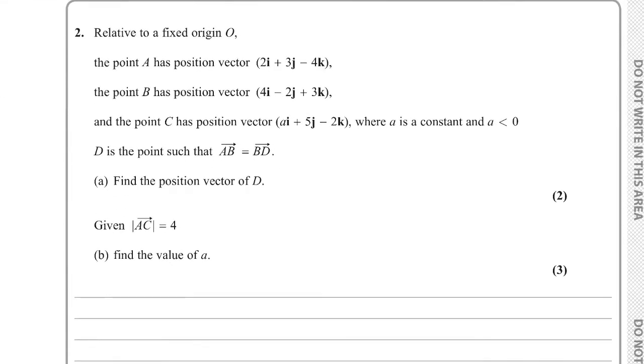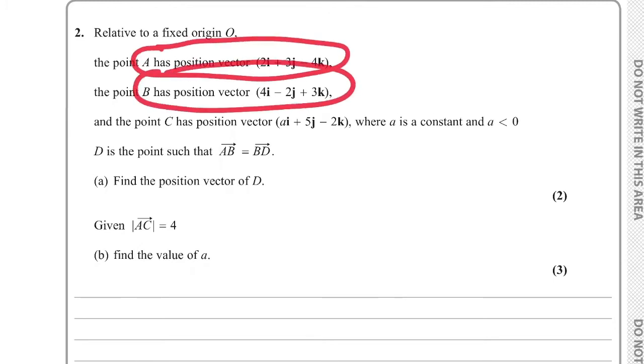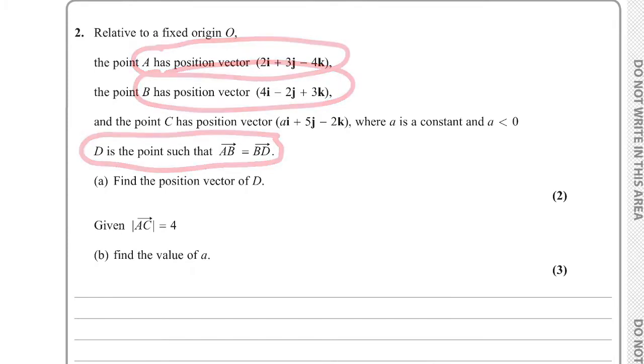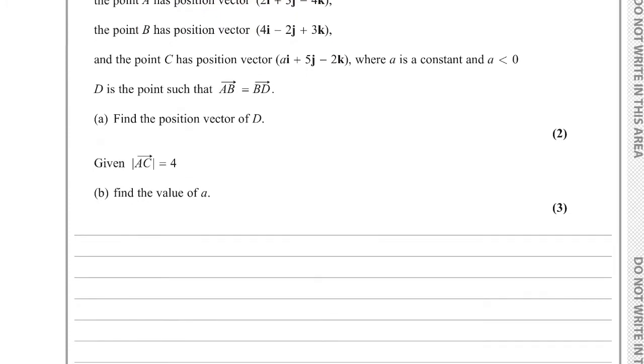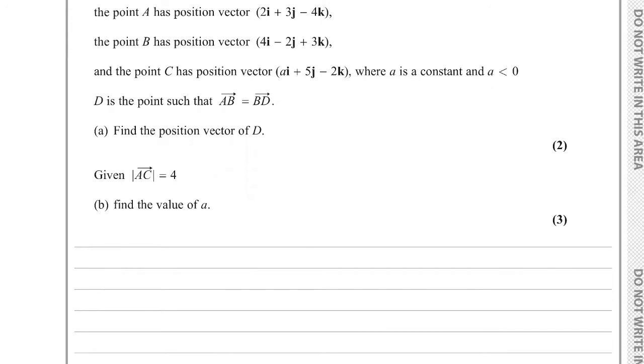Question 2 is on vectors. We have to find the position vector of D using the known position vectors of points A, B, and D being a point such that AB is BD. Now, we know that AB is simply B minus A, the second letter minus the first one.